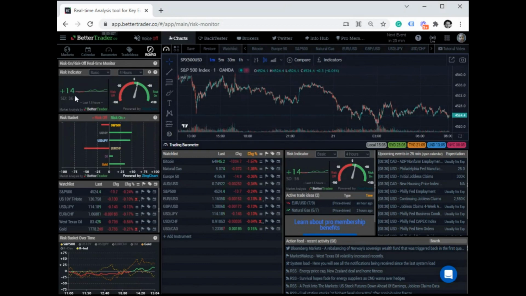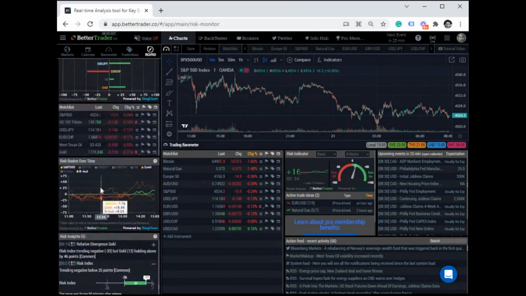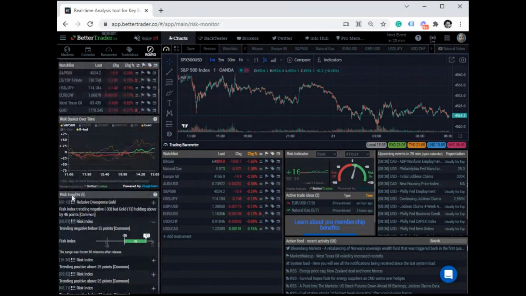When here it's more than 25, I'm not going to short S&P 500 because it means that all the markets are in a positive mood. Here you can see all of them together, and now there are the risk insights, which are more about giving you a reference of what happened after. We're generating risk insights all over the day, like the market's trending positive or negative.